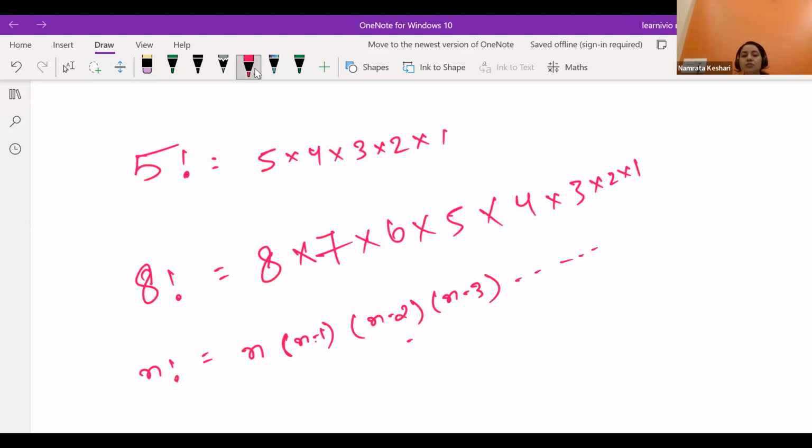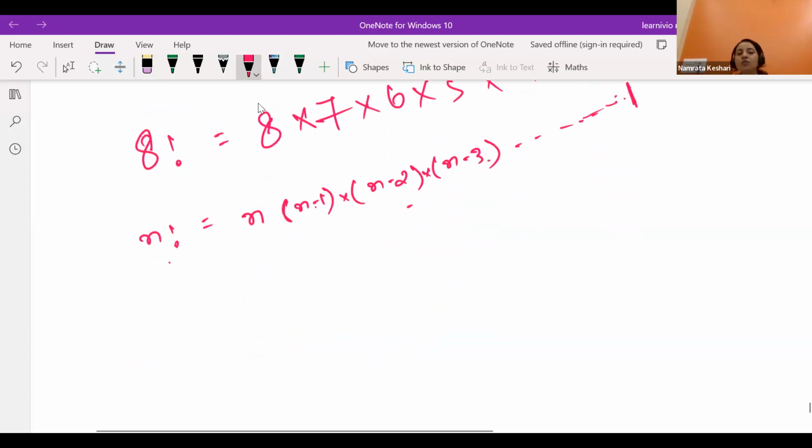And like this, we have to come to which number? To 1. And then we will do the multiplication of all. That is nothing but n factorial. Yes or no? Yes, ma'am. Okay. Similarly, r factorial or whatever will be there, you will be able to write the expression.